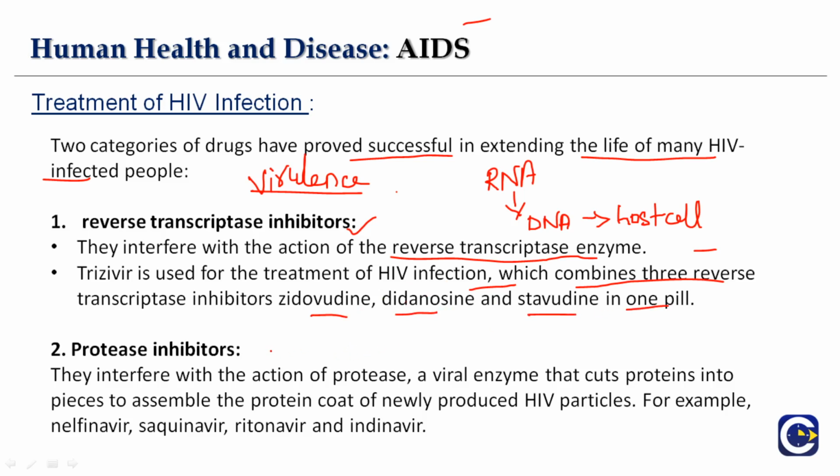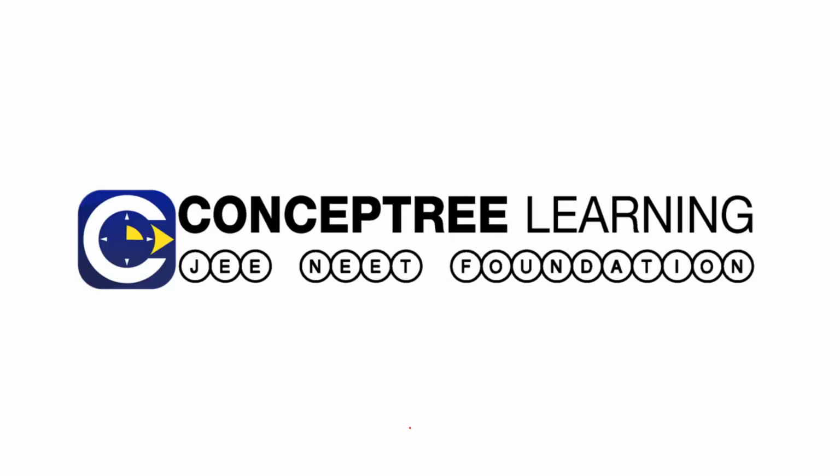Then we have protease inhibitors. They interfere with the action of protease, a viral enzyme that cuts protein into pieces to assemble the protein coat of a newly produced HIV particle. So you have a number of enzymes that are added to this pill. So what are the 4 things that are given here? Nelfinavir, Saquinavir, Ritonavir, and Indinavir. So with this we complete AIDS.